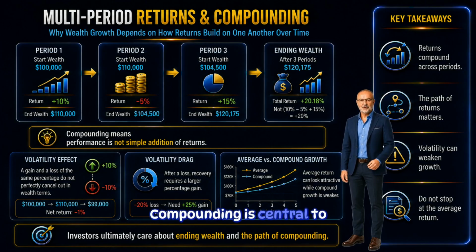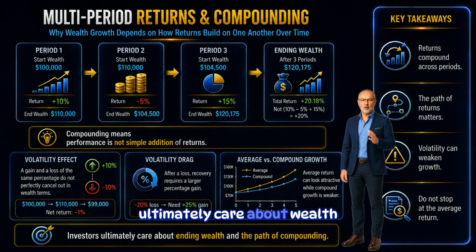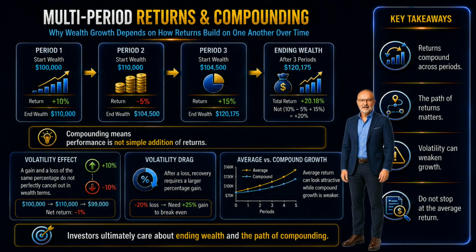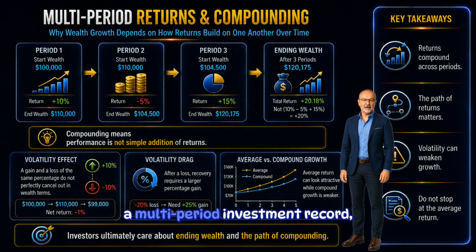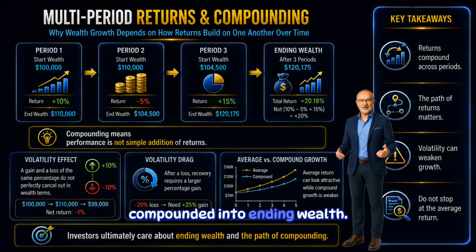Compounding is central to performance measurement because investors ultimately care about wealth accumulation. They care about where they start, where they end, and what happened along the way. So whenever you evaluate a multi-period investment record, don't stop at the average return. Ask how the returns compounded into ending wealth.